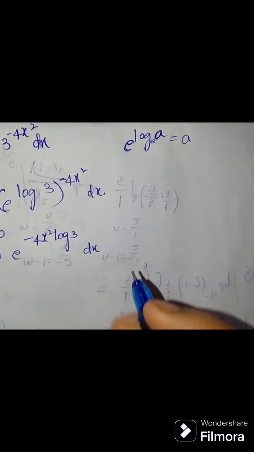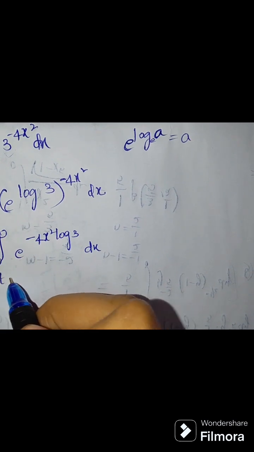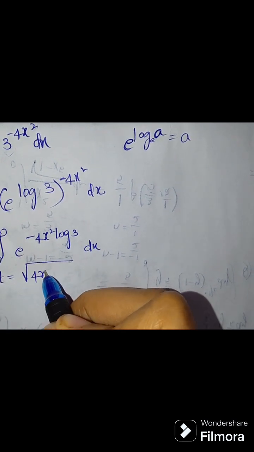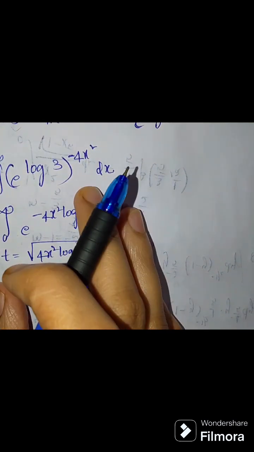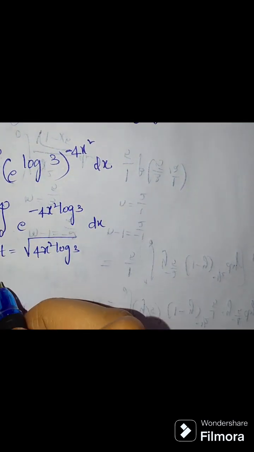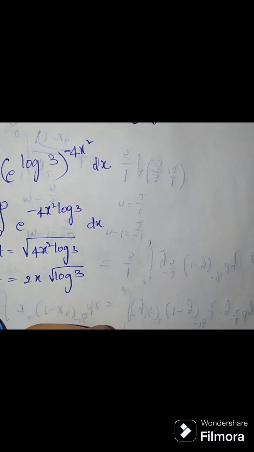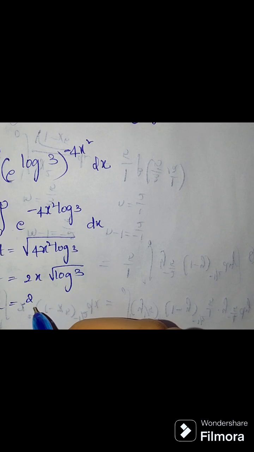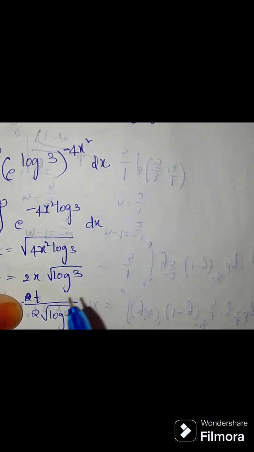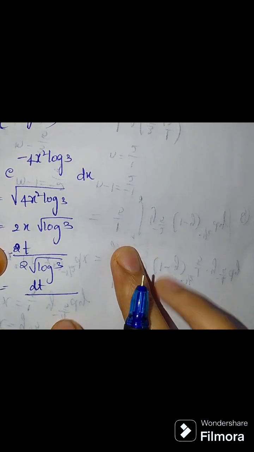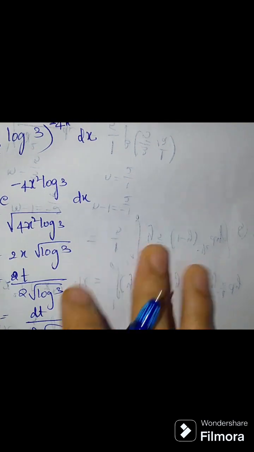So I'll put a substitution now. The trick you have to remember is to put t equal to the root of this. Normally we just put the small thing, but to get an easy calculation we need to take it like this. Now t will be 2x root log 3. So from here I get x as t by 2 root log 3, so dx will be dt by 2 root log 3. 2 root log 3 is a constant, so we are not differentiating it. Okay, so now I'll put the substitution here.